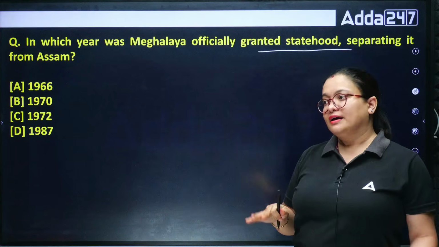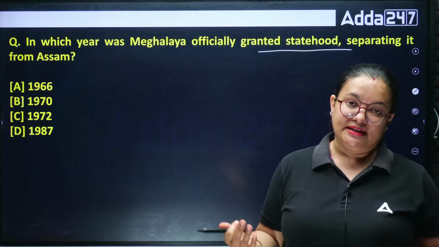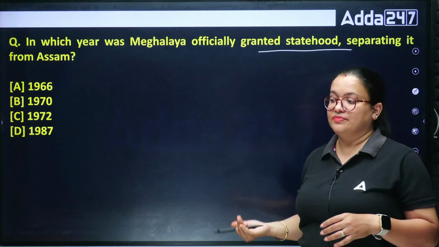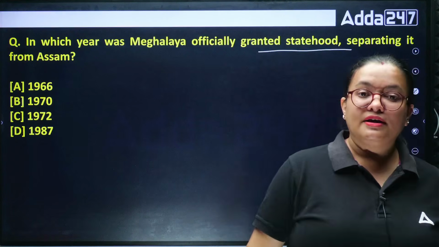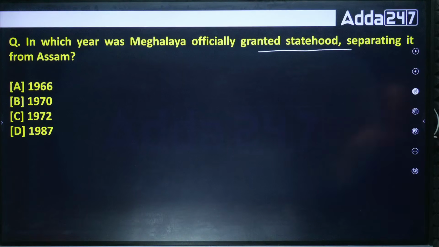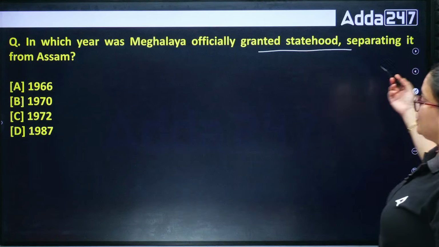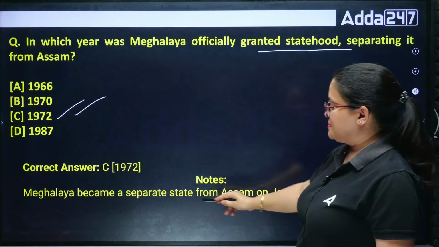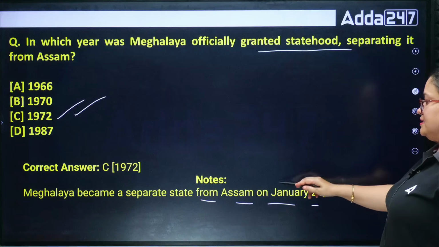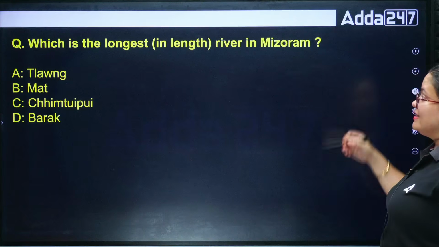Next question. In which year was Meghalaya officially granted statehood, separating it from Assam? As you all know, previously Assam and Meghalaya existed as only one state, meaning they shared the same capital, and they also shared most ministries. In a particular year this was separated, and both became independent states, Assam different and Meghalaya an independent state. The year was 1972 when Meghalaya became a separate state from Assam, and the date is January 21.